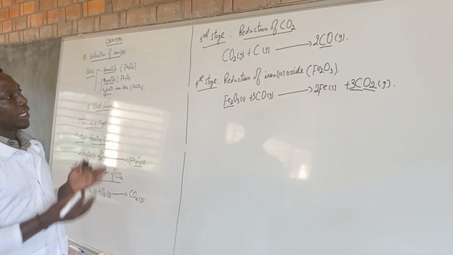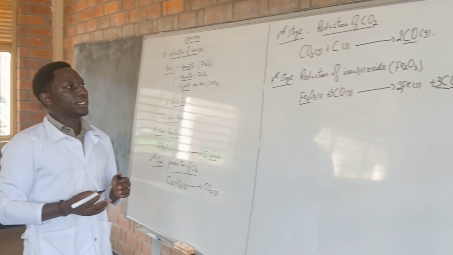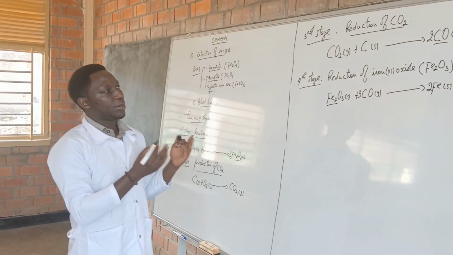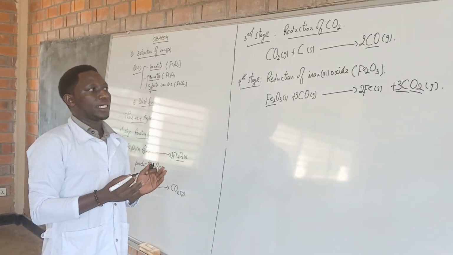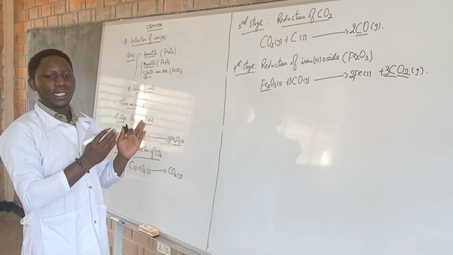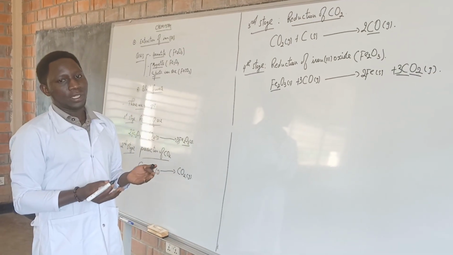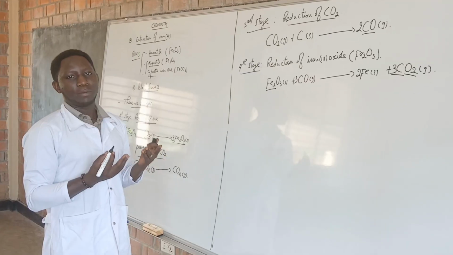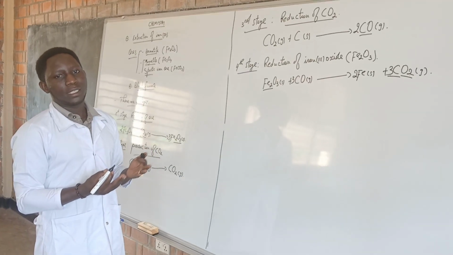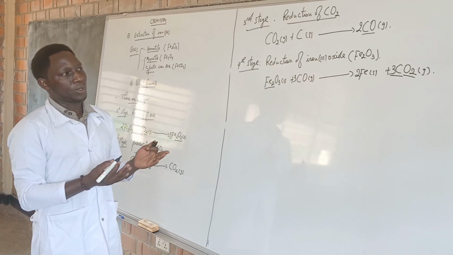These are the stages of extracting iron from ore. Remember, I said at the beginning, we have 3 different ores when extracting iron. We have hematite, we have magnetite, and the third is spathic iron ore.